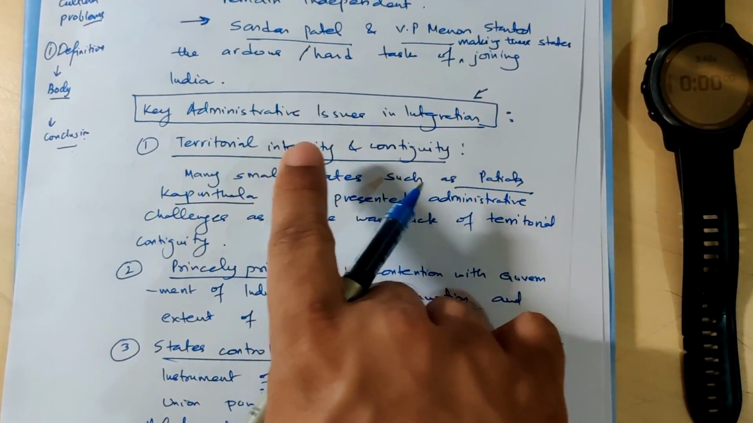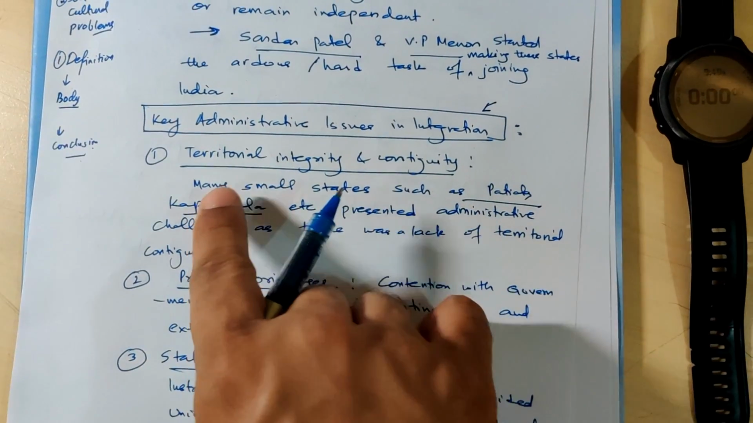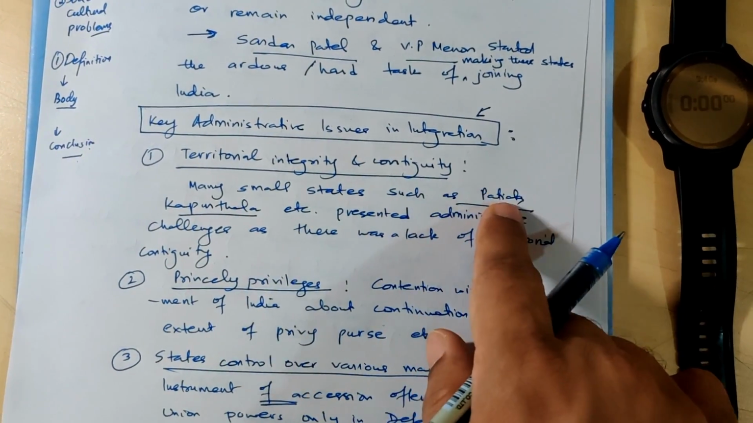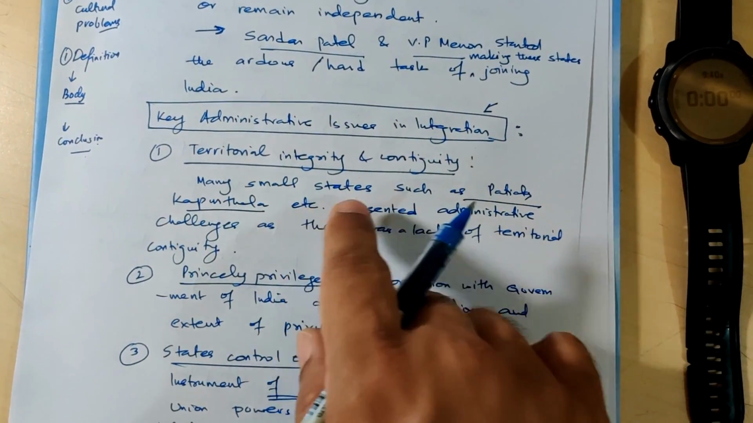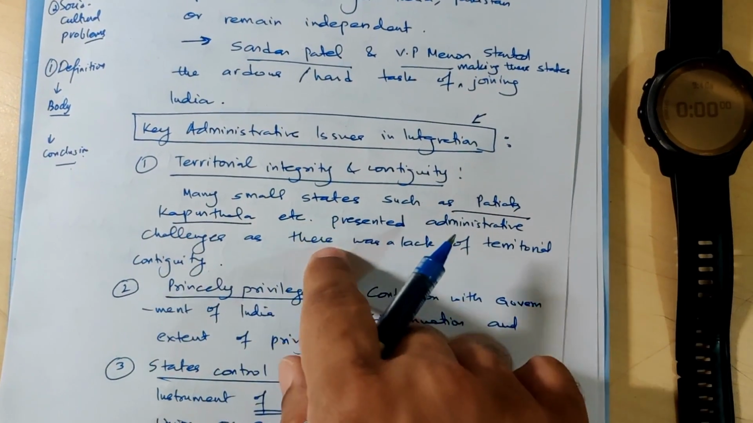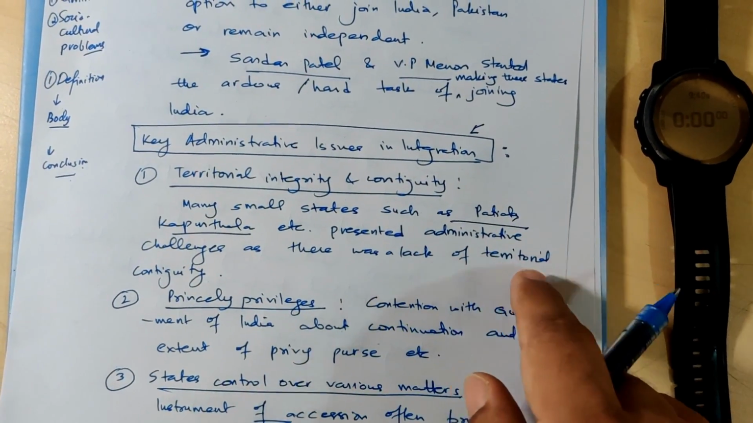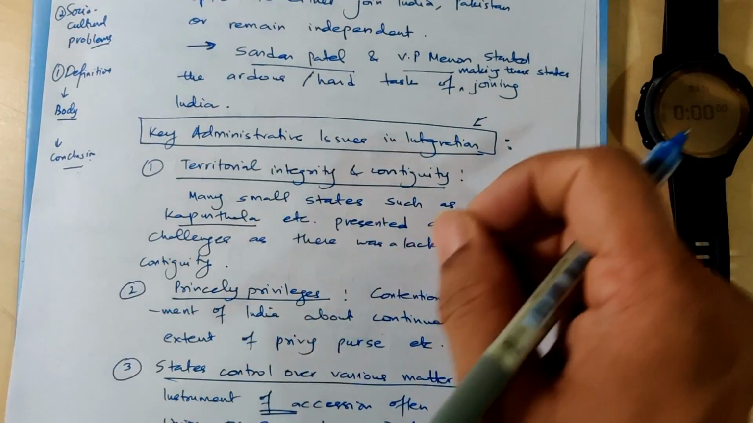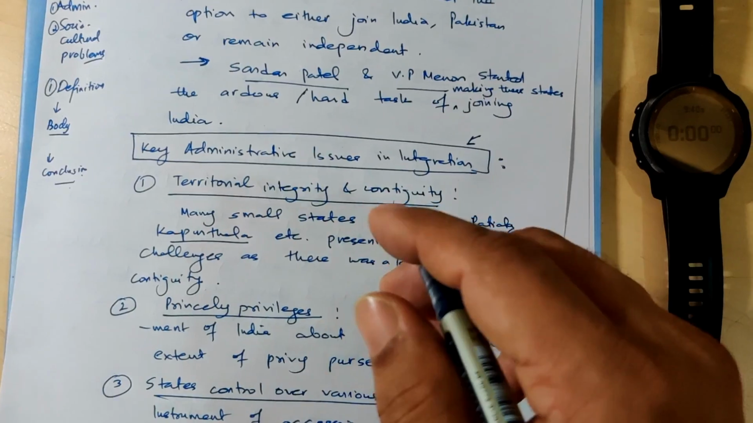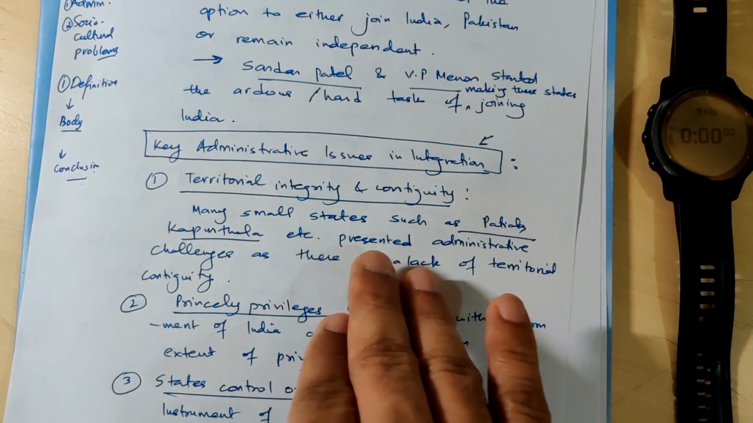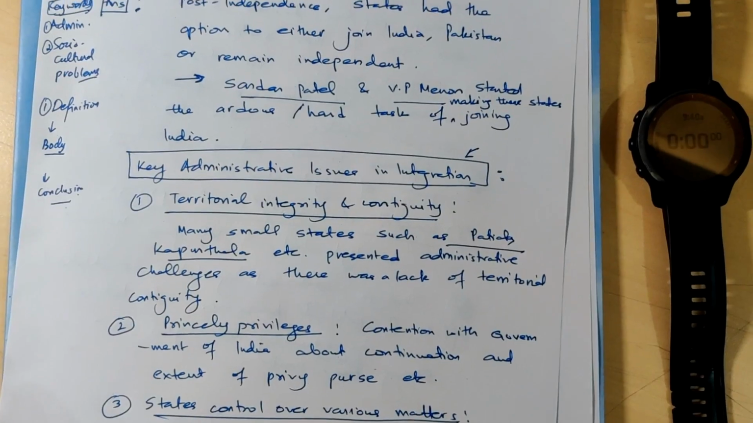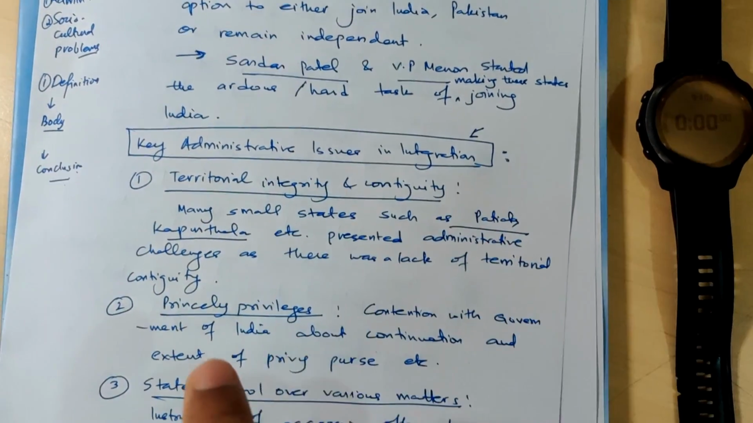First, territorial integrity and continuity. Many small states such as Patiala, Kapurthala, etc. presented administrative challenges as there was a lack of territorial contiguity. So because of the lack of territorial contiguity between these states, there were a lot of administrative challenges in ensuring that the administration was properly run in these states.